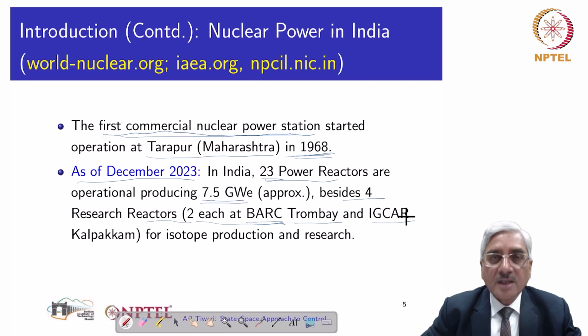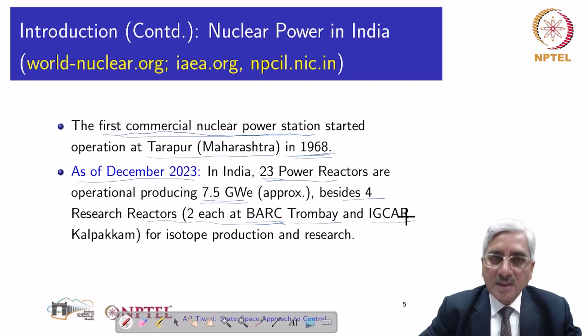These 2 reactors at Bhabha Atomic Research Center are the Dhruva reactor, which is a 100 megawatt thermal reactor. It doesn't produce electricity, it only produces isotopes and is used for neutron beam research. The newer one is called Apsara upgraded, and this reactor is again used for neutron beam research and some irradiation purposes.